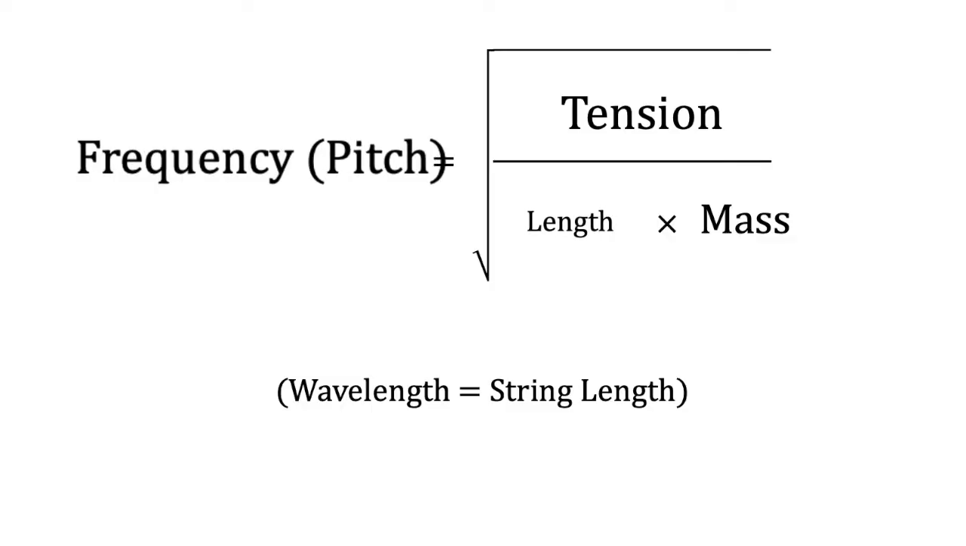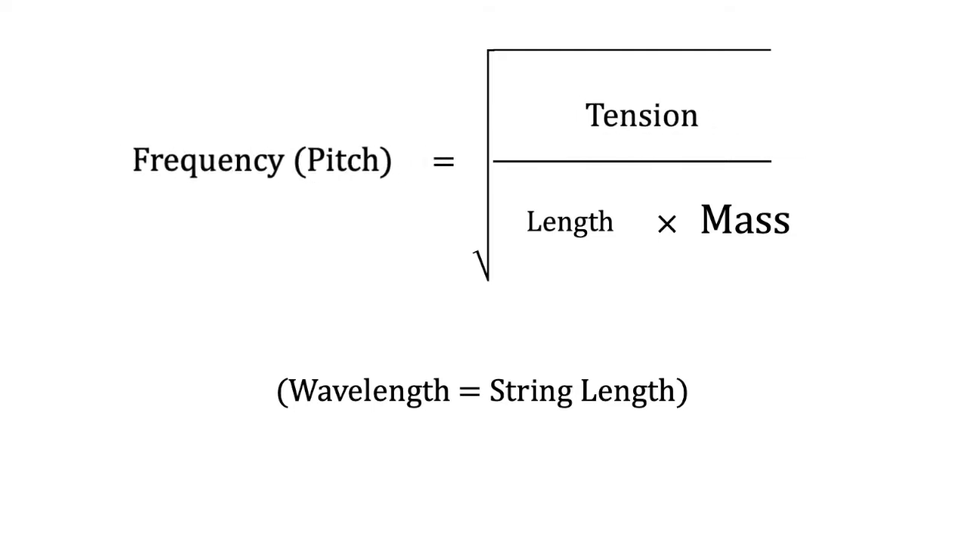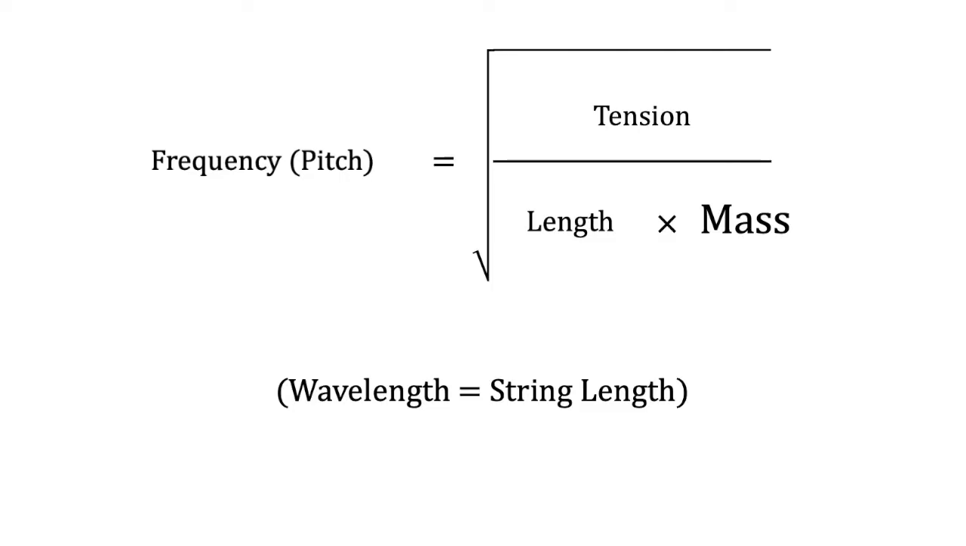If I loosen the string, reducing the string tension, the pitch goes down. If I play a heavier cello string with roughly the same length and tension as a lighter string, I can expect to hear a lower pitch.